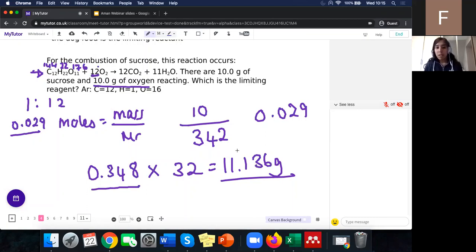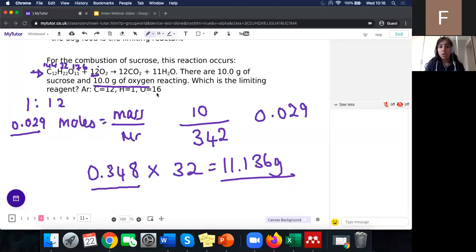So that means that the oxygen is the limiting reactant because we don't have 11.136 grams of oxygen, we only have 10. So there's less oxygen compared to sucrose. So that means that not all 10 grams of sucrose can react, but all 10 grams of oxygen can react. Any questions about that? Where does 32 come from? 32 is the AR of oxygen. So remember, it's 16 times 2, and that's because it's O2.